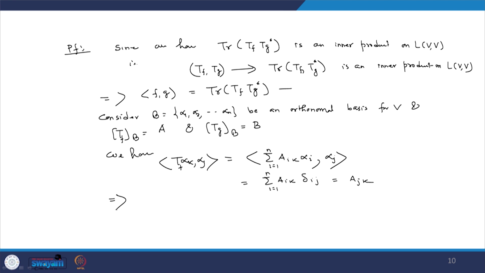So, this implies that the matrix A equal to A j k, which is equal to f of alpha k and alpha j, because when i equal to j, then only I will have 1, otherwise 0. So, this will be equal to A j k times the inner product of alpha j and alpha j, because f of alpha k and alpha j is equal to the inner product of Tf of alpha k and alpha j. So, we have like this.